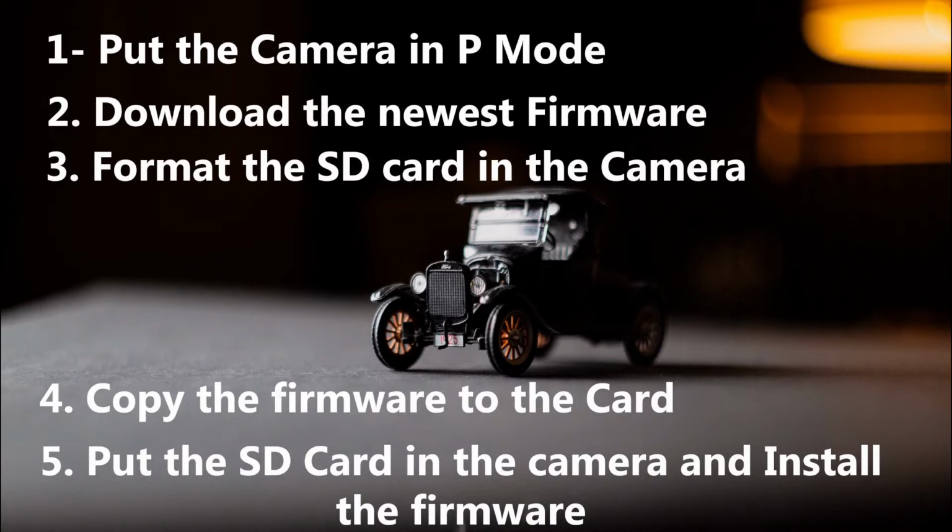Installing the software on your Canon R5 is fairly simple. This applies to Canon R6 as well. We'll first set the camera to P mode. We'll download the newest firmware from Canon's website. We'll then format the SD card in the camera, and then we'll copy the firmware to the formatted card, and then simply put the SD card back in the camera and install the firmware update.